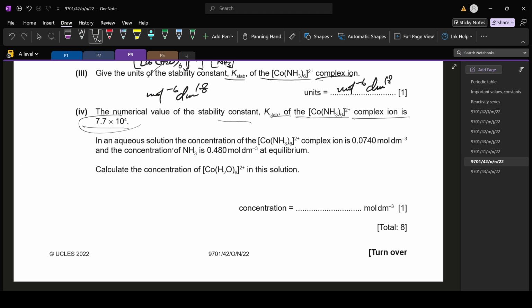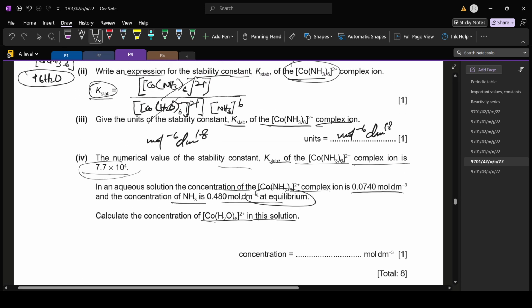Okay, in an aqueous solution, the concentration of this complex of cobalt is 0.074 mole per dm cube, and the concentration of ammonia is 0.48 mole per dm cube at equilibrium. Calculate the concentration of this complex ion.